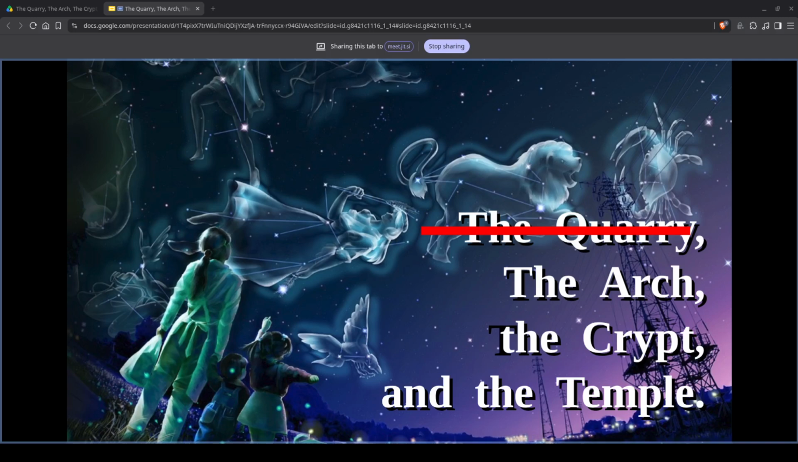Okay, so we're starting. We started last week with the Quarry, and we're moving on into the Arch. Any comments or questions before we get started? All right, the tumbleweeds. Here we go.